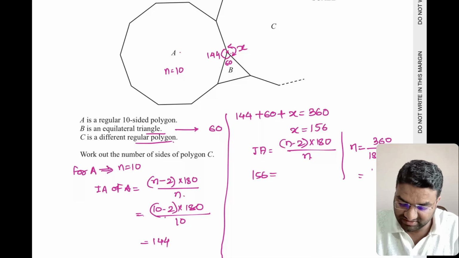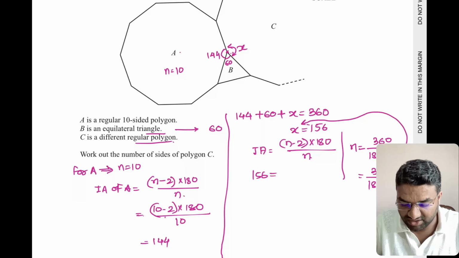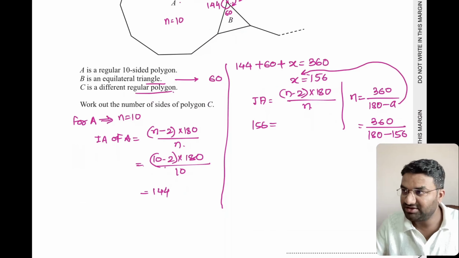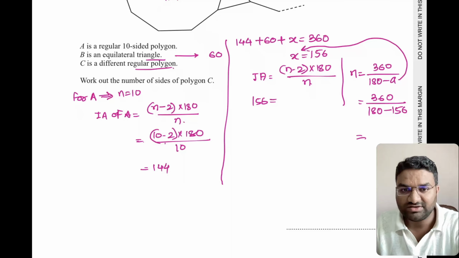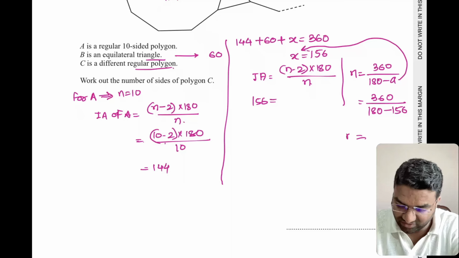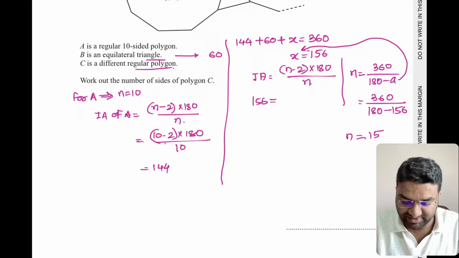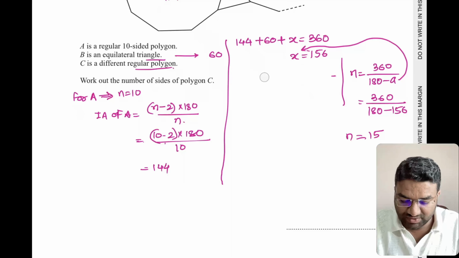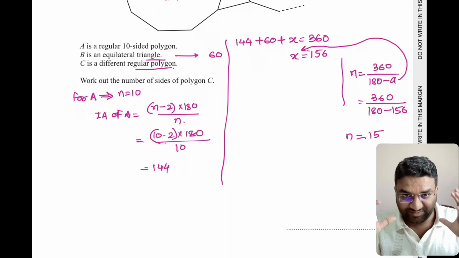So it's 360 by 180 minus a, and in this case a is x, so it's 156. You can do this calculation easily. So basically n is equal to 15 we will get, and that's the answer. No need to do all these calculations; we can use the existing formulas in our paper itself.